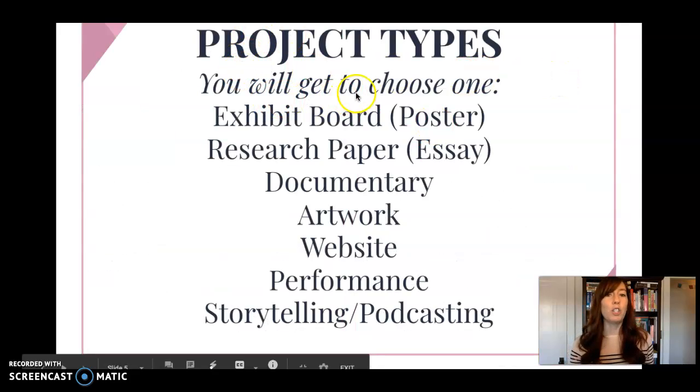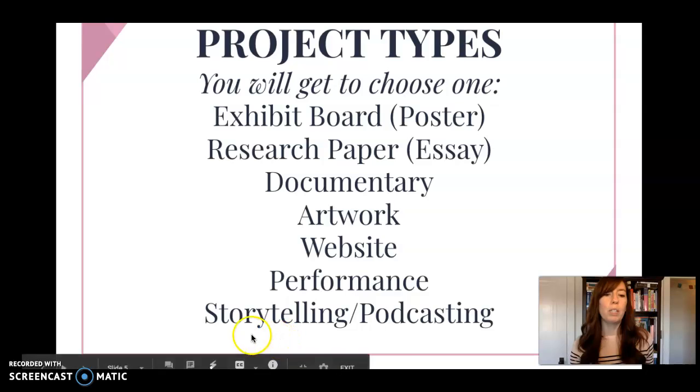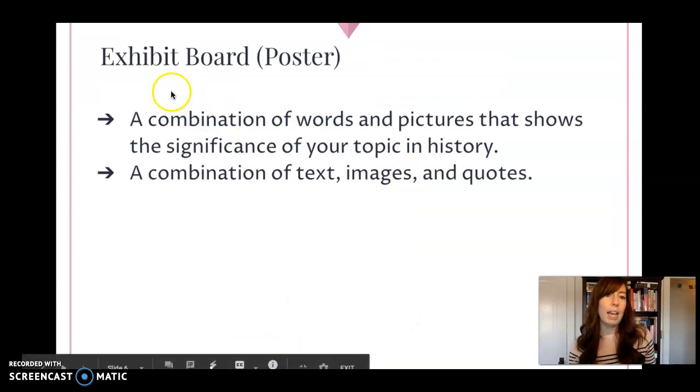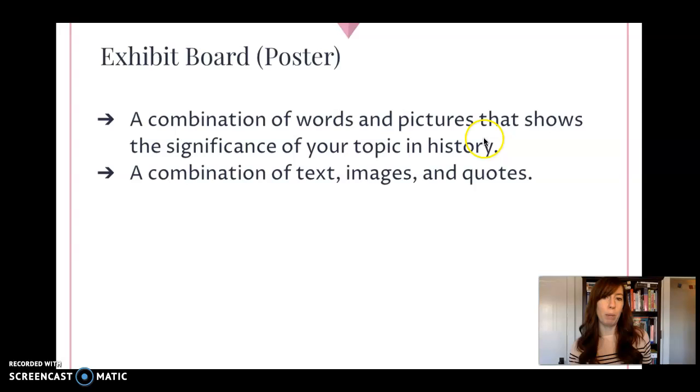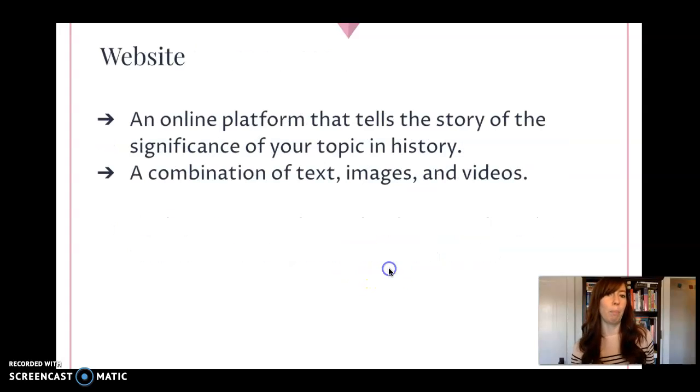Project types. You will get to choose one: exhibit board or poster, research paper or essay, documentary, artwork, website, performance, storytelling, or podcasting. Exhibit board or poster is a combination of words and pictures that shows the significance of your topic in history, a combination of text, images, and quotes. Research paper or essay, more than just an informative essay, is an analytical paper, 1,500 to 2,500 words, that has a thesis and makes a claim or argument about your research. You're not describing what happened, you're analyzing the significance of your topic.